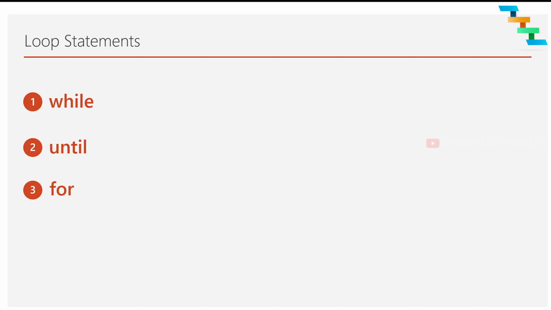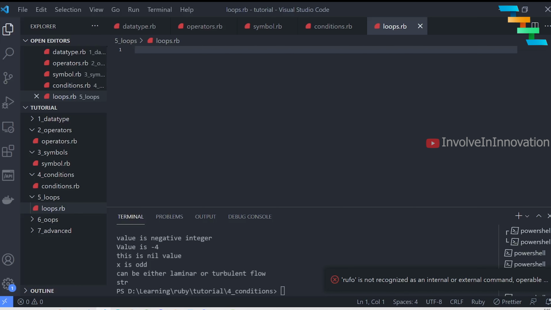If the condition becomes false, then that will get terminated. In the case of until, it will execute until the condition becomes true. Once the condition becomes true, it will get terminated. For runs a predefined number of times. Either it can run through the array, or it can run through a particular range, or it can run through some condition. So first we will see about while.